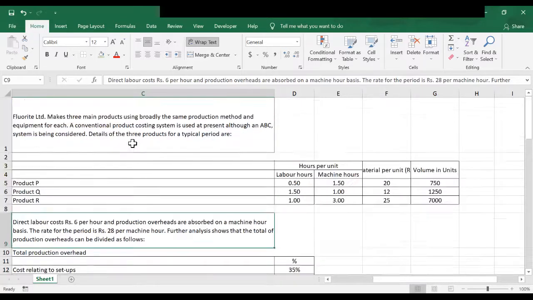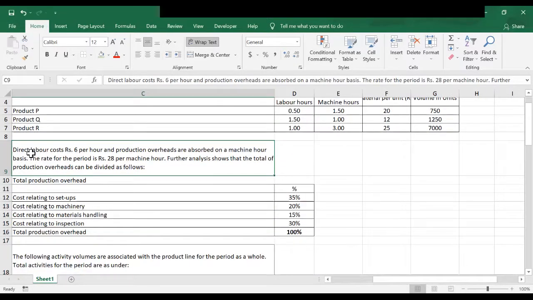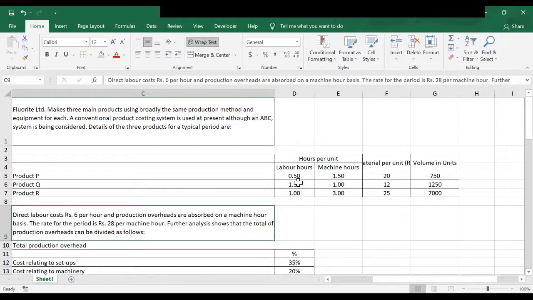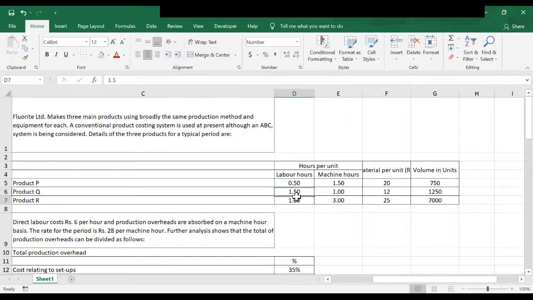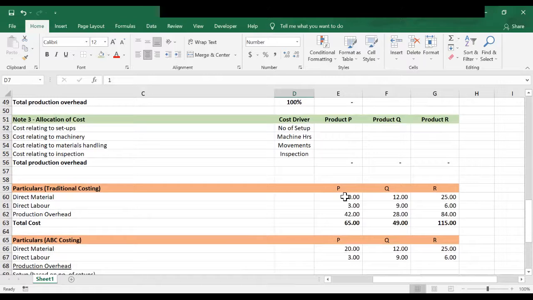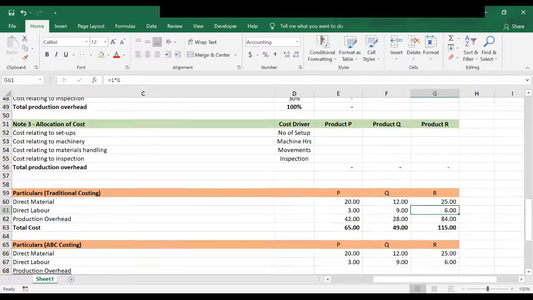hour. So first thing that they have told us is that direct labor is 6 per hour, and they have told us that the labor hours are 0.5, 1.5, and 1. So this can help us quickly figure out the total per unit labor cost. So 6 per hour into 0.5, 1.5 and 1. It's 0.5 into 6, 1.5 into 6, and then 1 into 6. Okay, this part is easy.